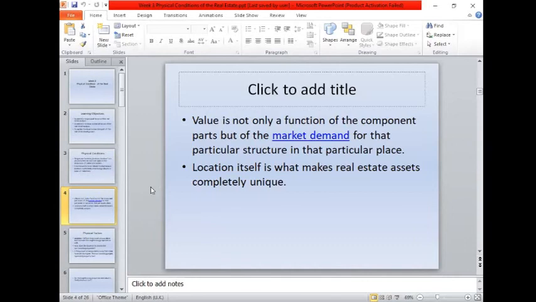If we include the structures, it also includes the material cost of developing the properties. That's why location is what makes real estate assets really unique, because please take note that land increases in value, but structures or buildings decrease in value because of depreciation. That's why developers rent properties and renovate them to increase the value.